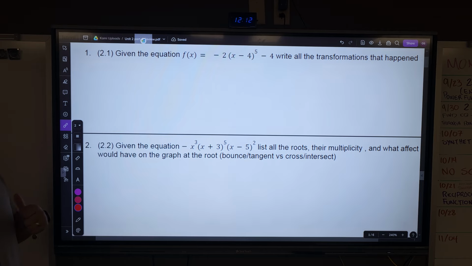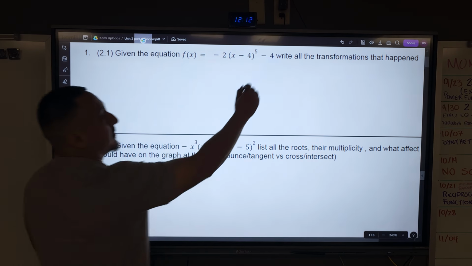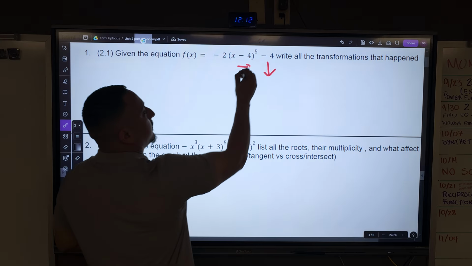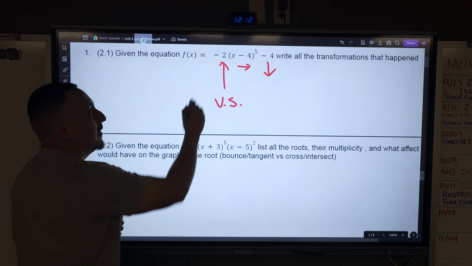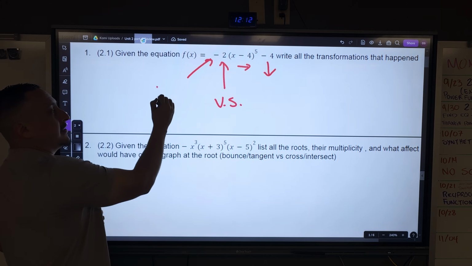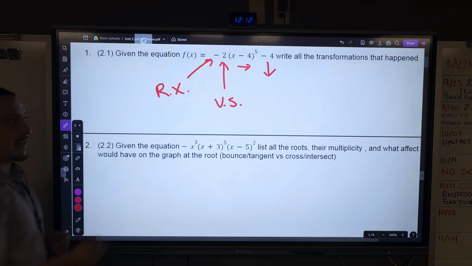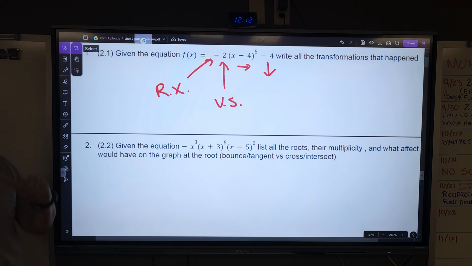Okay, number one, all they want is the transformation. So all you're doing is left, up, down, all that, right? So down 4, right 4. That's a vertical stretch by 2. And then the negative in the front is a reflection over the x-axis. Okay, that's all you have to put. Remember I told you, when we learn transformations, once you learn them, piece of cake all year. Every time you see that question, it's the same thing every time. Question on number one? No, sir. Okay, perfect. Thank you.